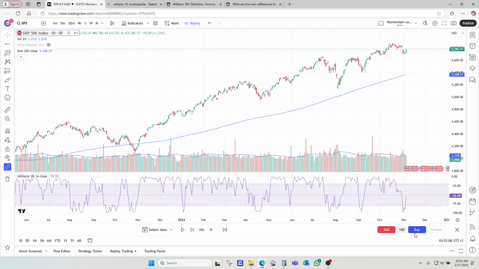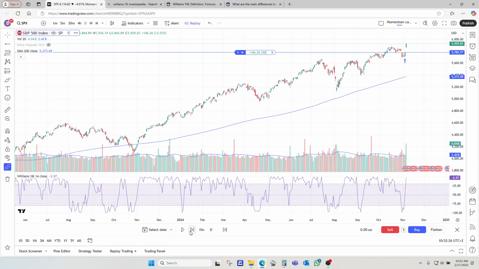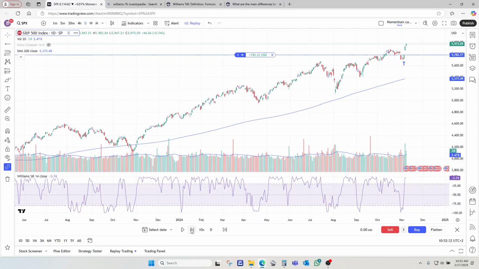Now it crossed above, so we buy here. Let's say this is S&P, so it's 5,000, almost $6,000. So let's just buy one here and see how it goes. Our aim is to wait for it to come up here and maybe trade a little bit here and go out before it comes down. So let's go bar by bar. Okay, we were lucky here. We got a good play.